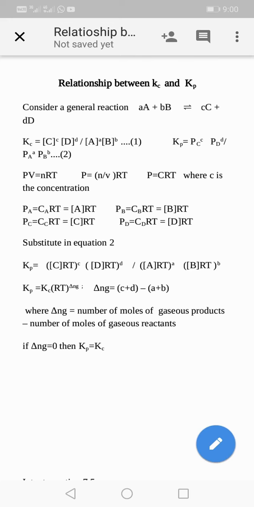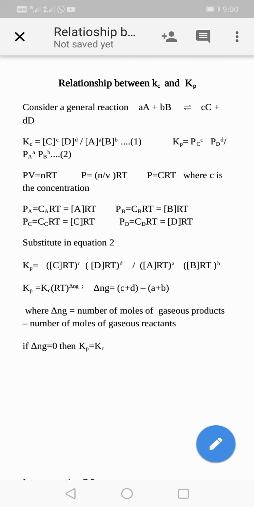So individually, if you substitute that equation, partial pressure of A will become equal to concentration of A into RT. Similarly, partial pressure of B is equal to concentration of B into RT. Like that, we can write down PC and PD also. Okay, we are substituting all these equations together in equation number 2, so that the equation becomes Kp is equal to Kc into RT whole raised to (c plus d) minus (a plus b), where small letters a, b, c, d represent the stoichiometric coefficients.